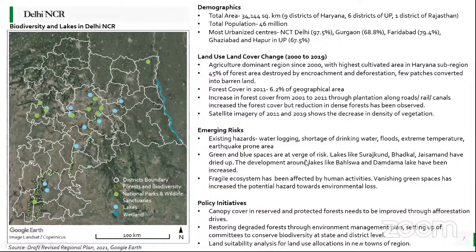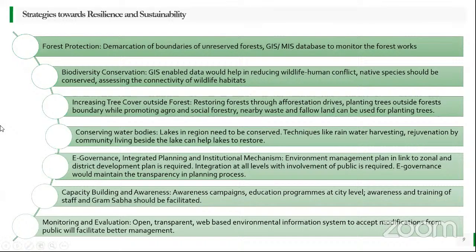Lakes like Surajkund and Bhalswa have dried up. The development around lakes has increased. These fragile ecosystems have been affected by human activities. So coming to the strategies which should be part of increasing resilience and sustainability: protecting the forest, demarcating the boundaries of unreserved forest, a GIS and MIS database to monitor the forest work, then conserving the biodiversity.